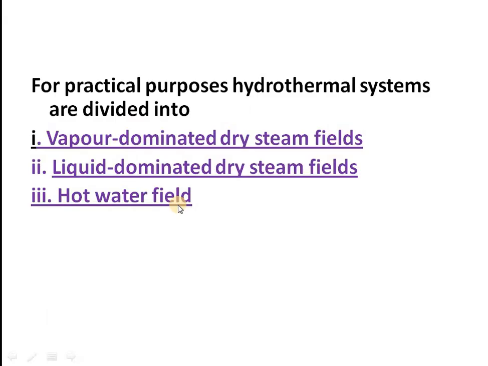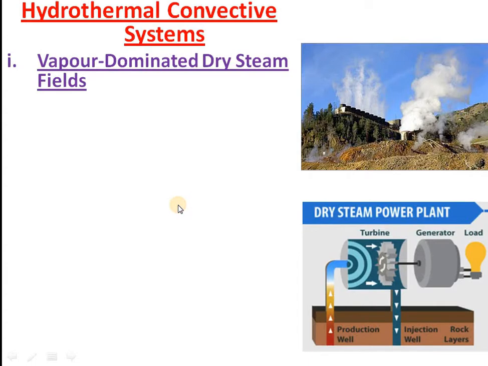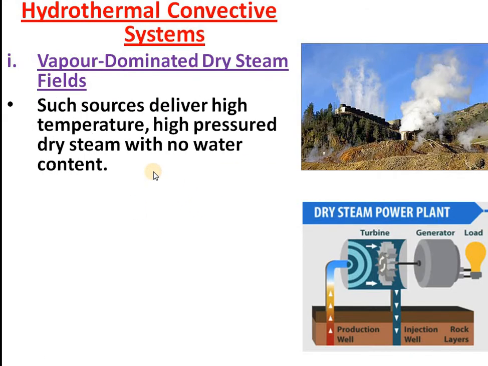Starting with vapor dominated dry steam. In a vapor dominated system, it is very convenient and most useful for power generation. A deep well is drilled in different parts of the crust wherever such sources are available, and steam is taken out. Along with steam, rock pieces, sand and mud may come out. These are removed by certain technology. We need steam alone.